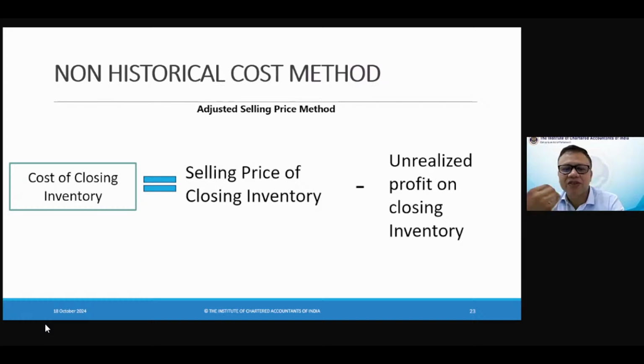So from the selling price of closing inventory, you have to deduct the unrealized profit, which is embedded in the inventory, and due to which it is showing a selling price. So when you deduct the unrealized profit from the selling price, you get the cost of the closing inventory. So the adjusted selling price method uses this method instead of historical cost valuation.